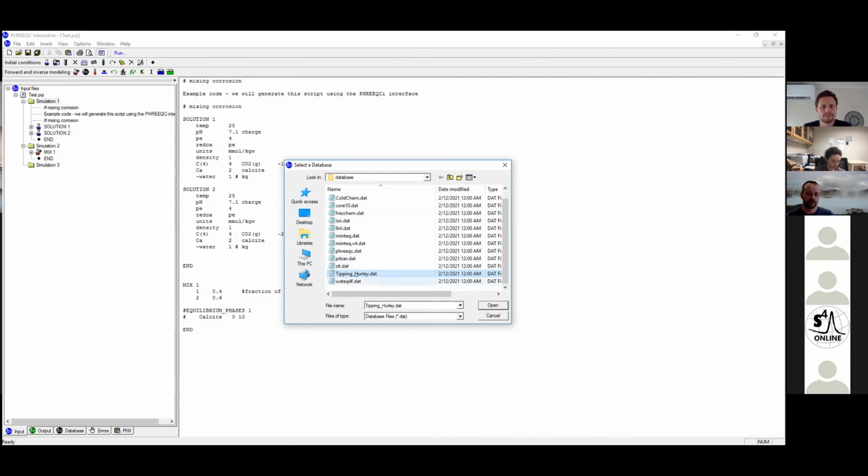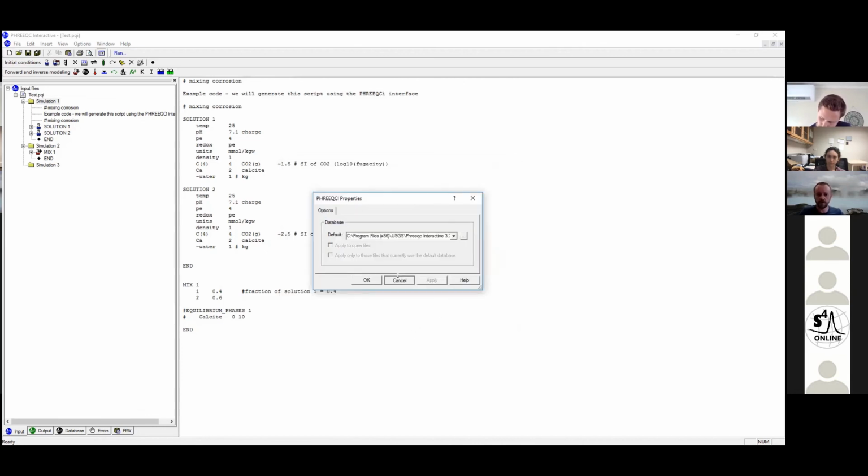Tipping and Hurley refers to a database which is designed to look at cation binding by organic matter. So that would be for a particular niche application. Most of the time, if you want to use PHREEQC just to calculate saturation indices and to work out, is my drip water saturated or not, then the PHREEQC default database is fine.